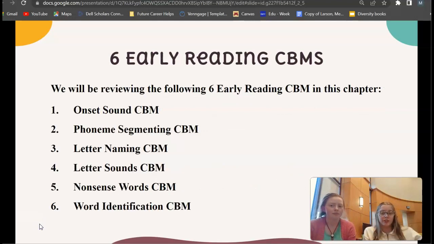So our chapter covered 6 different early reading CBMs. We will be reviewing the following 6 reading CBMs: onset sound CBM, phoneme segmenting CBM, letter naming CBM, letter sound CBM, nonsense word CBM, and lastly, word identification CBM.